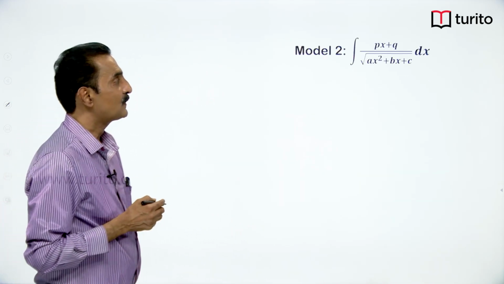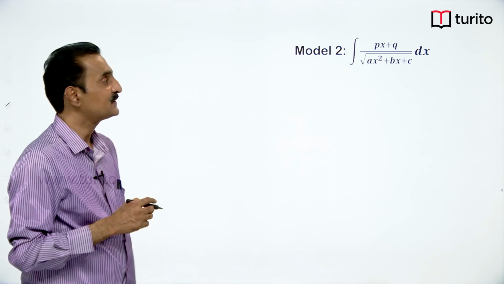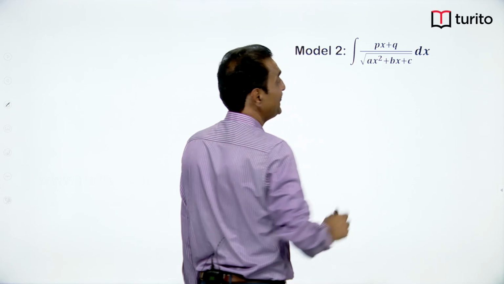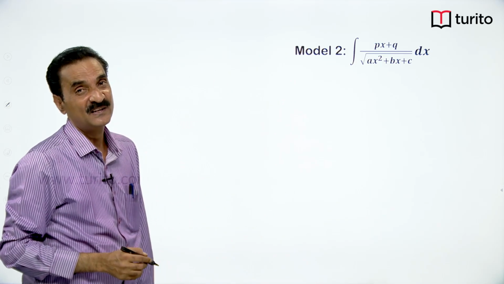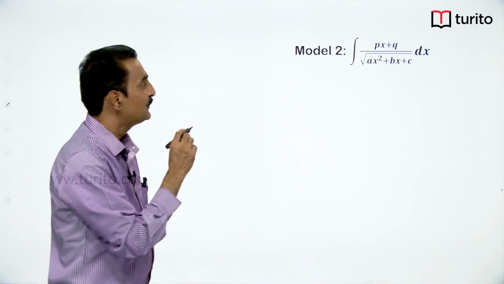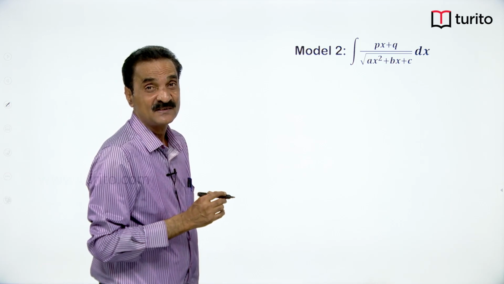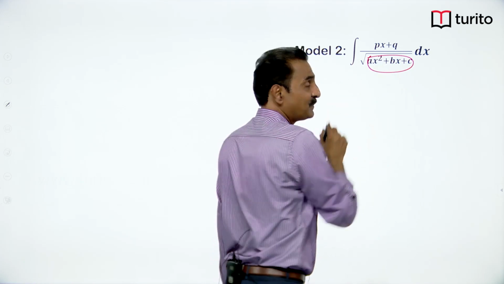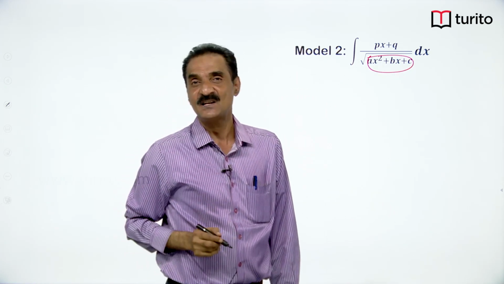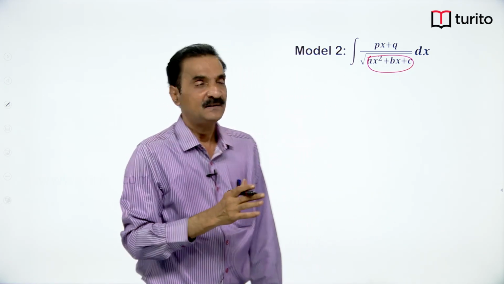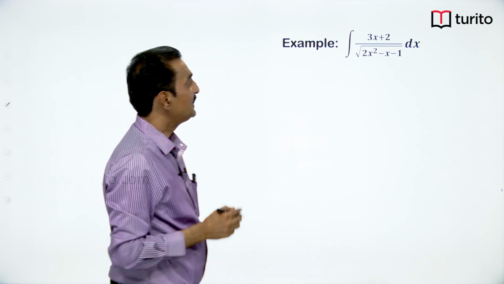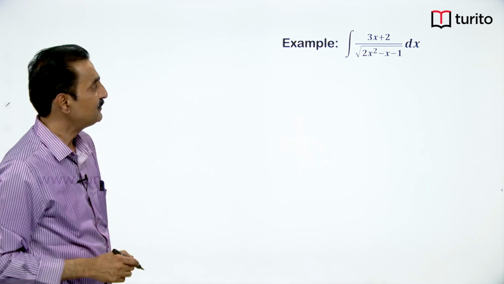Next, model 2, we have already discussed this. If the integrand is in the form of px plus q by root over ax square plus bx plus c, then we need to write px plus q as a constant a into derivative of ax square plus bx plus c plus another constant b. Then we have to separate the denominator and integrate. And we have already solved this example.